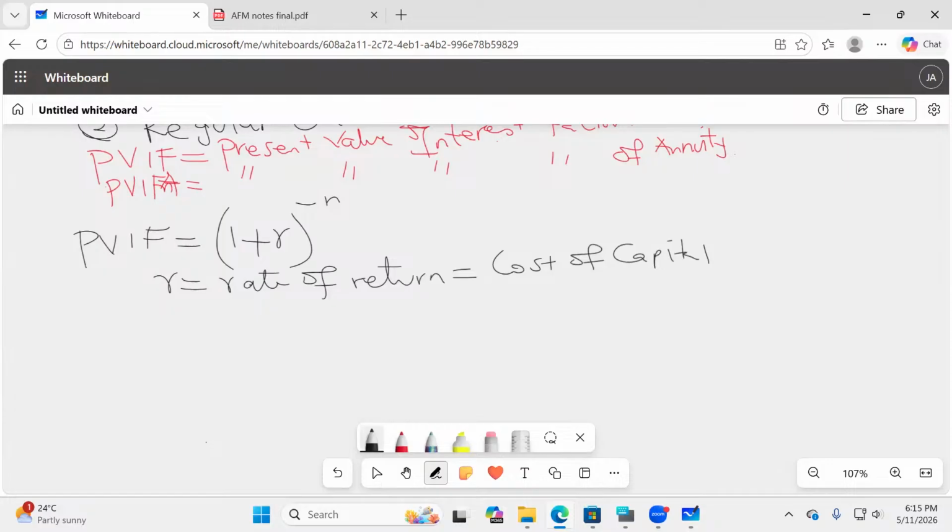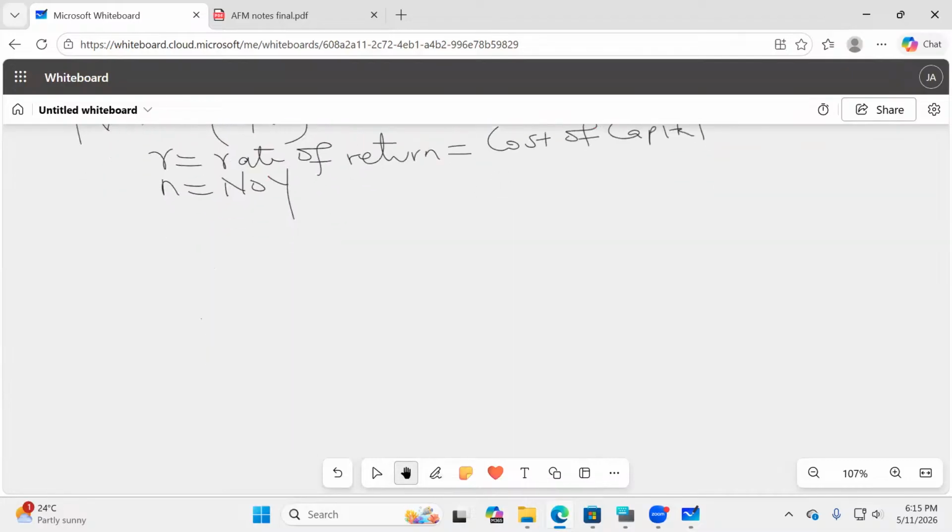N, of course, is the number of years, or number of months. Basically, n is a period, but in most of our cases here, n will be the number of years. So let's look at an example before we go to our past paper. We have an example, ladies and gentlemen, here. So, example.